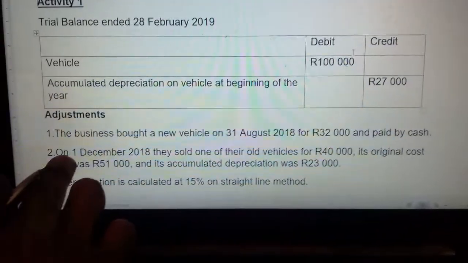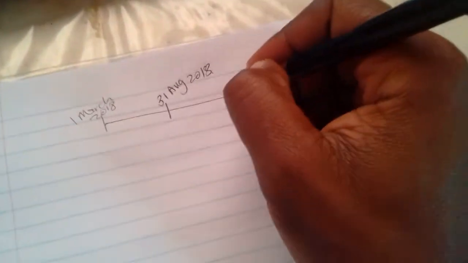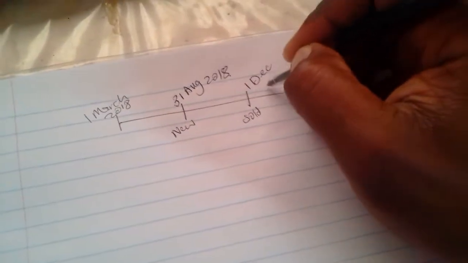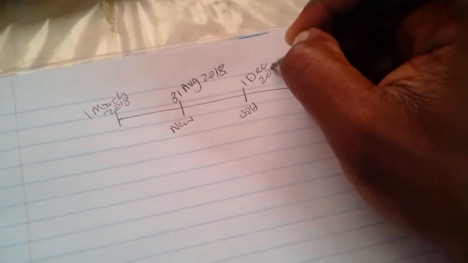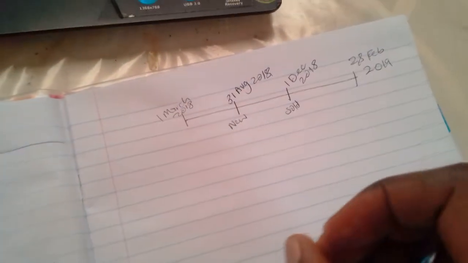The following transaction is on 1 December 2018. On your timeline, just write 1 December 2018, they sold an asset. Just allocate your dates on the timeline, before and after. Then record in your ledger account what you have been given.